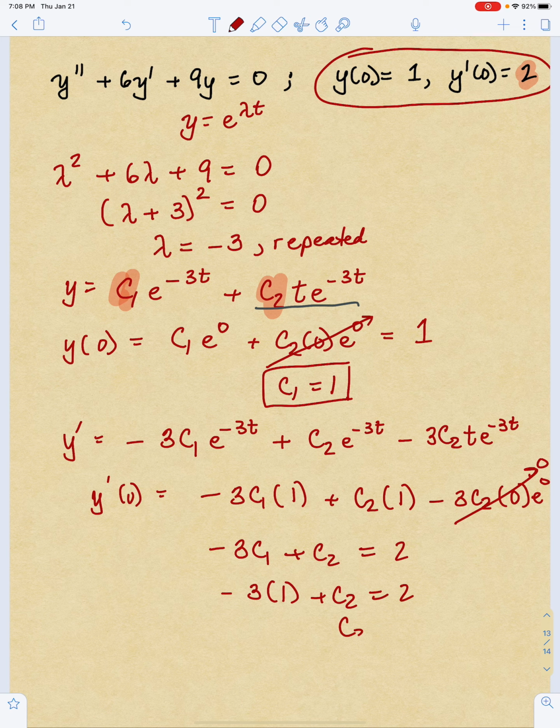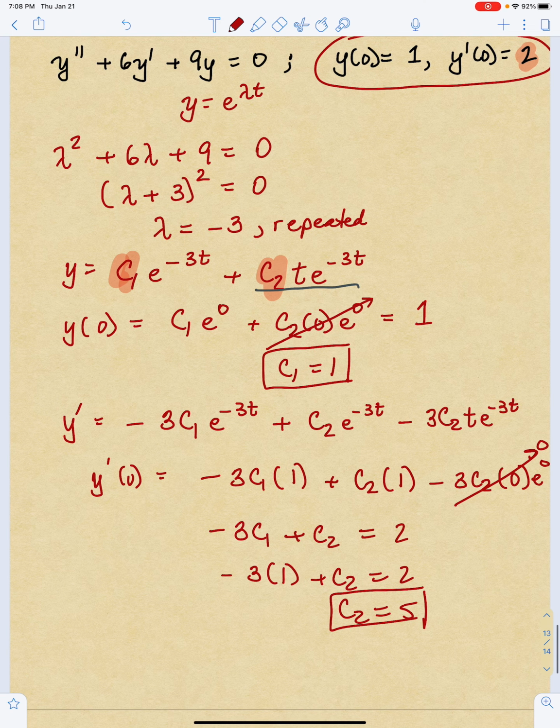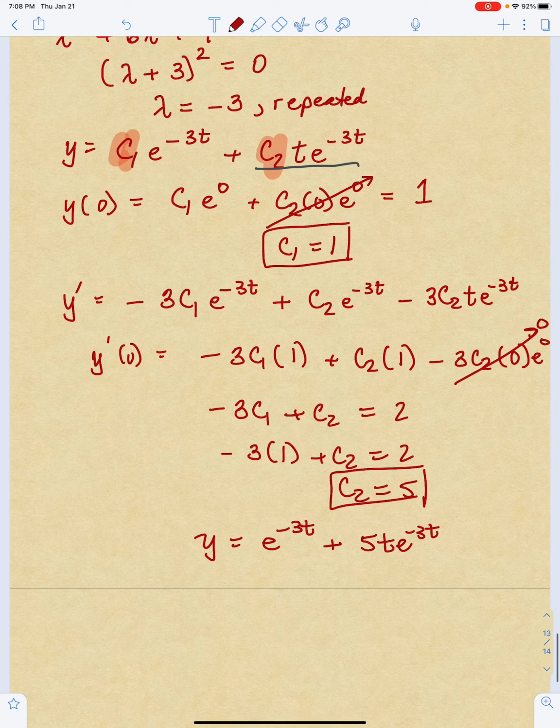So that means that c2 is equal to 5. So now that means we have enough ammo to write our actual solution, which is y equals c1 is 1, so that's e to the -3t, plus c2, 5, t e to the -3t, which, if you want to impress your instructors, you could factor out e to the -3t if you want to. That just makes the solution look a little bit more concise. Either one of those is perfectly acceptable, though.